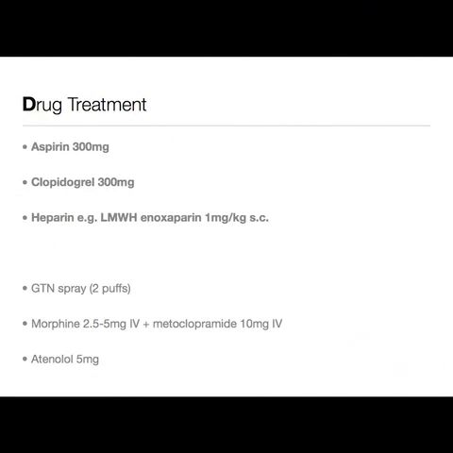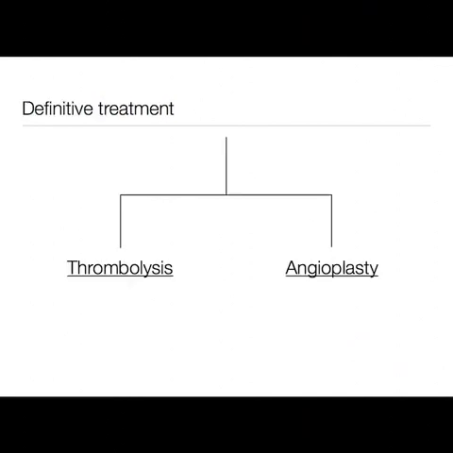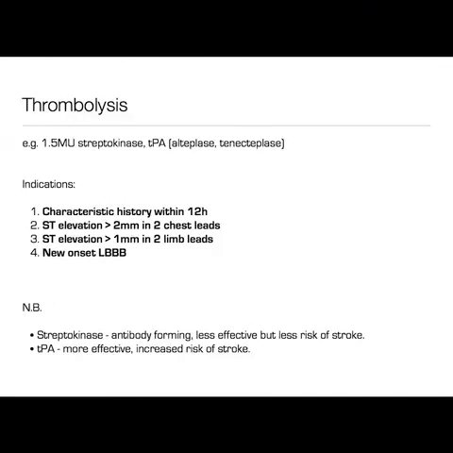Other drugs that may be considered include a nitrate, such as GTN spray 2 puffs, morphine for analgesia, together with an antiemetic of course, and 5 mg atenolol, as this was shown in the ISIS-1 study to reduce arrhythmic death post-MI. Depending on the hospital policy and availability of resources, you may also need to consider the need for thrombolysis. I'll be considering thrombolytics in more detail in a later podcast, but commonly used examples include streptokinase and tissue plasminogen activators, such as alteplase and tenecteplase.